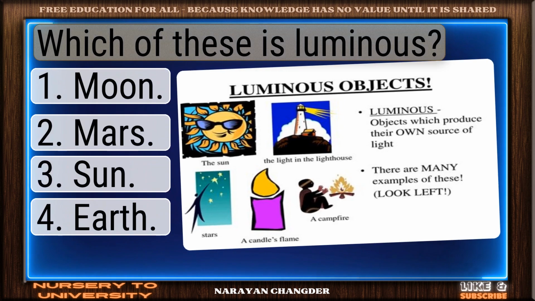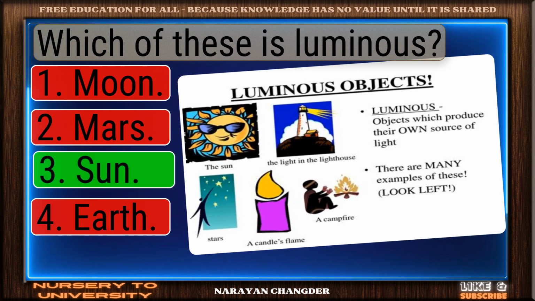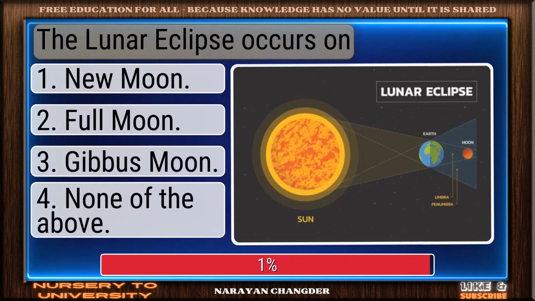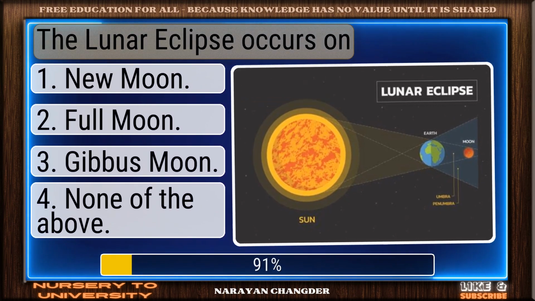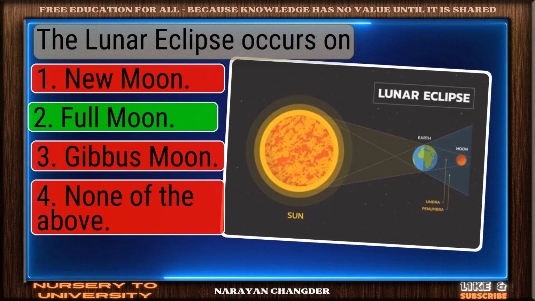Which of these is luminous? Correct. Sun is the right answer. The lunar eclipse occurs on. Sharp thinking. Full moon is the right choice.